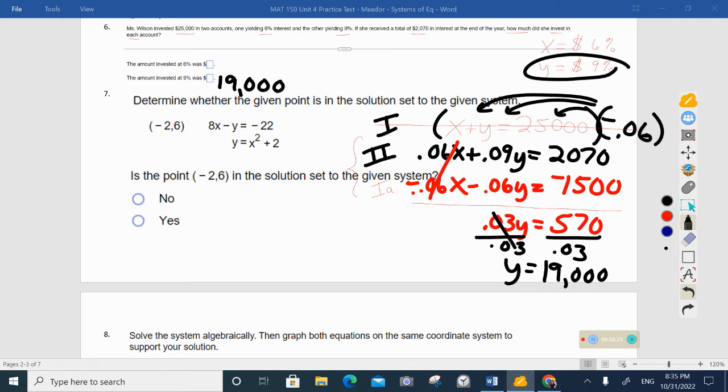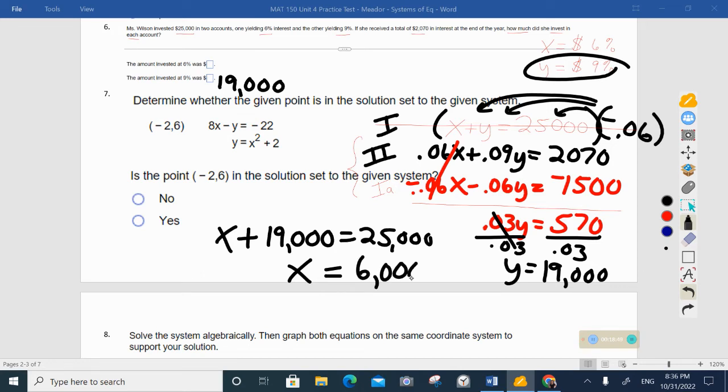Now we know she invested a total of $25,000. So if you use the equation x plus y, x we don't know, plus y we now know is 19,000, we know that equals 25,000. So you could just subtract the 19,000 on both sides, and 25,000 minus 19,000 is $6,000. That's question number 6.